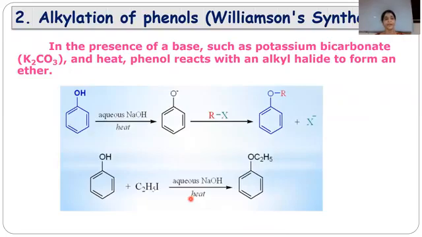Second reaction is alkylation of phenol, also known as Williamson's synthesis. In the acylation reaction, phenolic hydrogen is replaced by an acyl group. In the alkylation reaction, phenolic hydrogen is replaced by an alkyl group. In the presence of a base such as potassium bicarbonate and heat, phenol reacts with an alkyl halide to form an ether, a phenolic ether or aromatic ether. For example, reaction of phenol with ethyl iodide in the presence of aqueous NaOH gives phenyl ethyl ether.